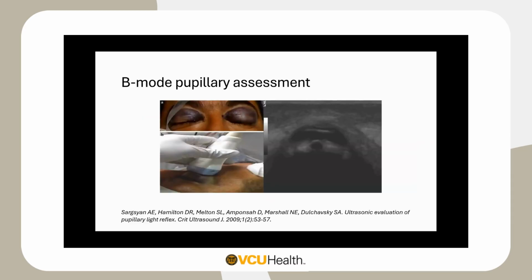This is the classic case of when this measurement would be useful. Someone with an eyelid swollen shut, where you can't open the eyes to do your pupillary assessment. That can be helpful there.